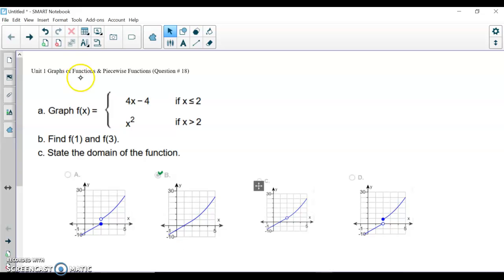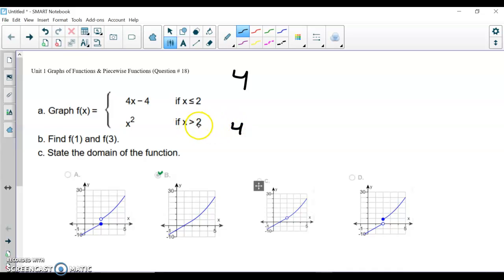So an easy way to do that is just find the endpoints. Like if you plug in 2 here, you're going to get 2 into the top row, 8 minus 4 is 4. And now, remember, it's not included, but we can at least see if it would have been an open or a closed circle, and where it would be. So if you plug in 2 here into this rule, you're going to get a 4 again. So even though this is an open circle, the point 2, 4 is already a closed circle.